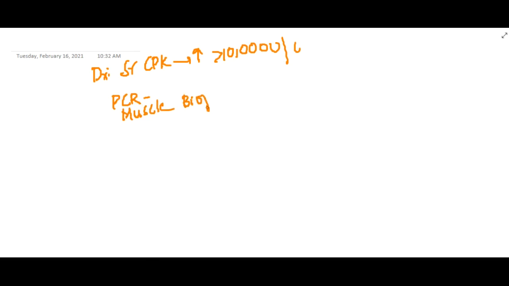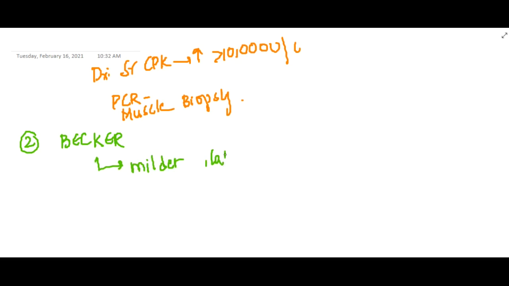Then for diagnosis, serum CPK levels are done. They are very high, that is more than 10,000 units per liter. PCR for the dystrophin gene is done, and muscle biopsy can also be done. Then the second muscular dystrophy is Becker's muscular dystrophy. This is almost similar to Duchenne's muscular dystrophy, but it is a milder illness and it presents later. It has a more protracted course.